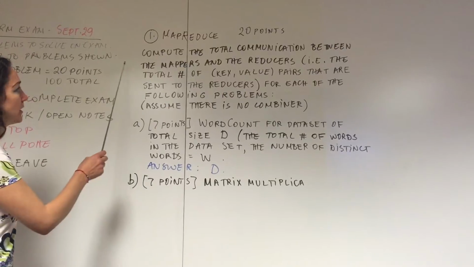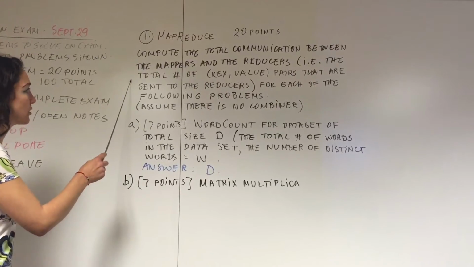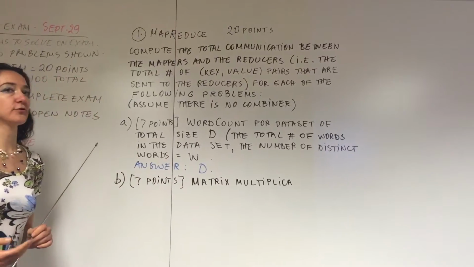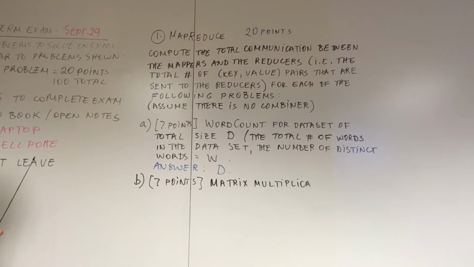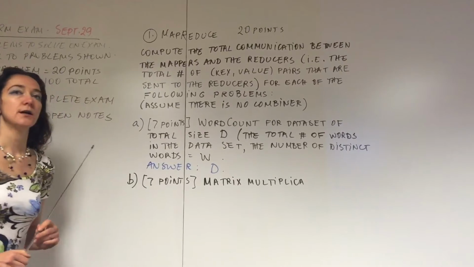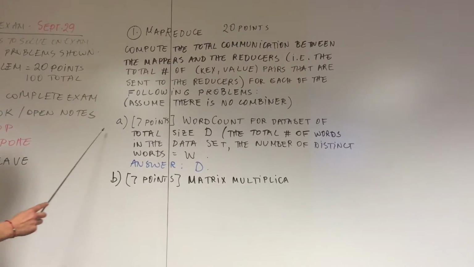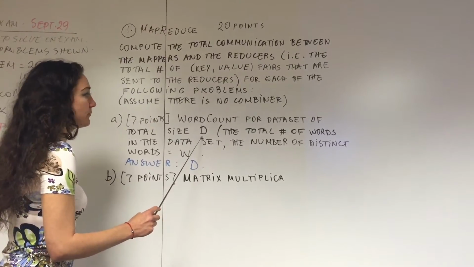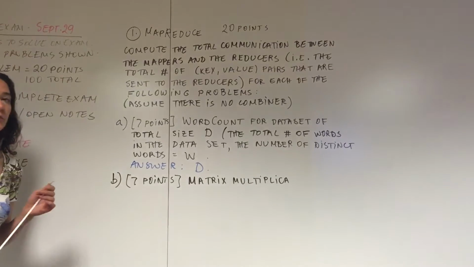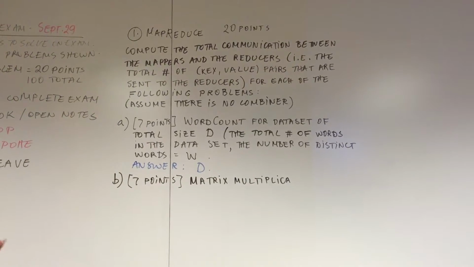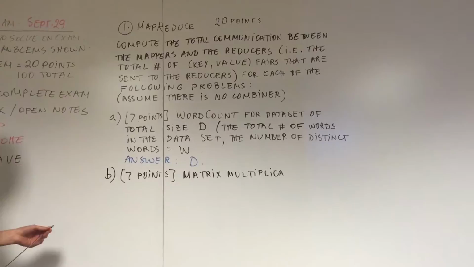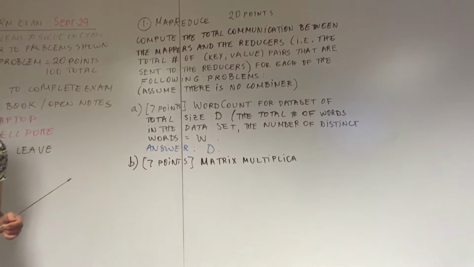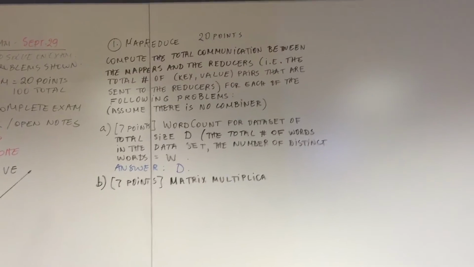Compute the total communication between the mappers and reducers, which means the total number of key value pairs that are sent to the reducers from the mappers for each of the following problems. And assume we're using no combiner. The first problem was word count for a data set of total size D, where D is the total number of words in that file. The number of distinct words is W. And we mentioned that we are not using a combiner.